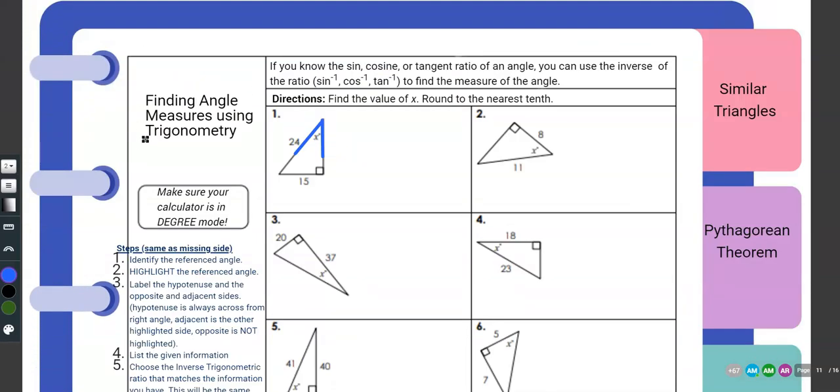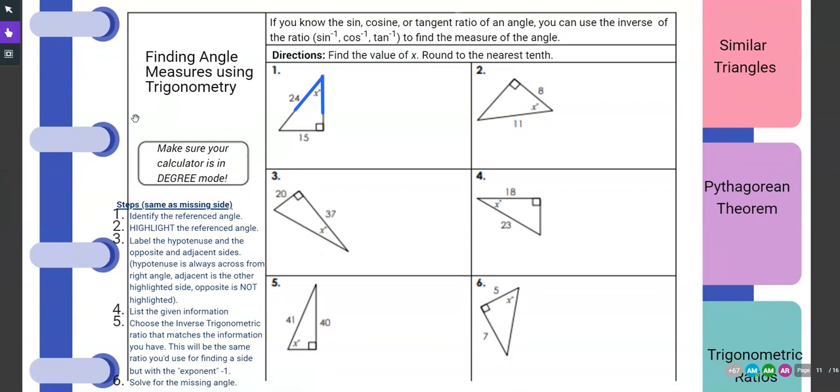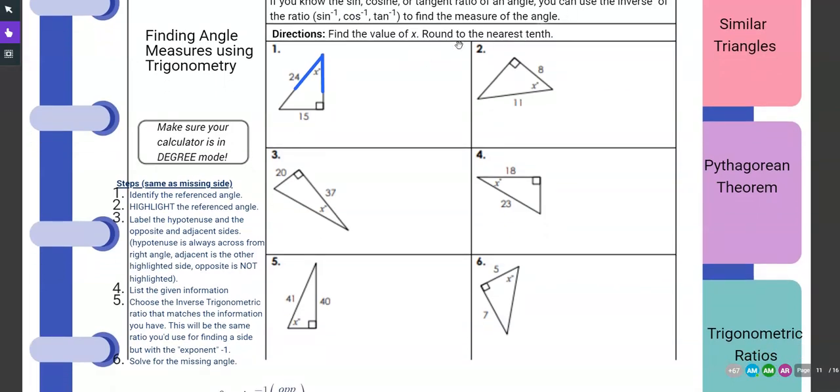Right, so now we're going to use trigonometry to find missing angles when given two of the sides. If you know which ratio, sine, cosine, or tangent of the angle, you can use the inverse, which is sine with an exponent of -1, cosine exponent -1, tangent exponent -1. This is read as inverse sine, inverse cosine, inverse tangent. You might also see them as arc sine, arc cosine, and arc tangent. We use that information to find the measure of the angle, and we're going to round to the nearest tenth.